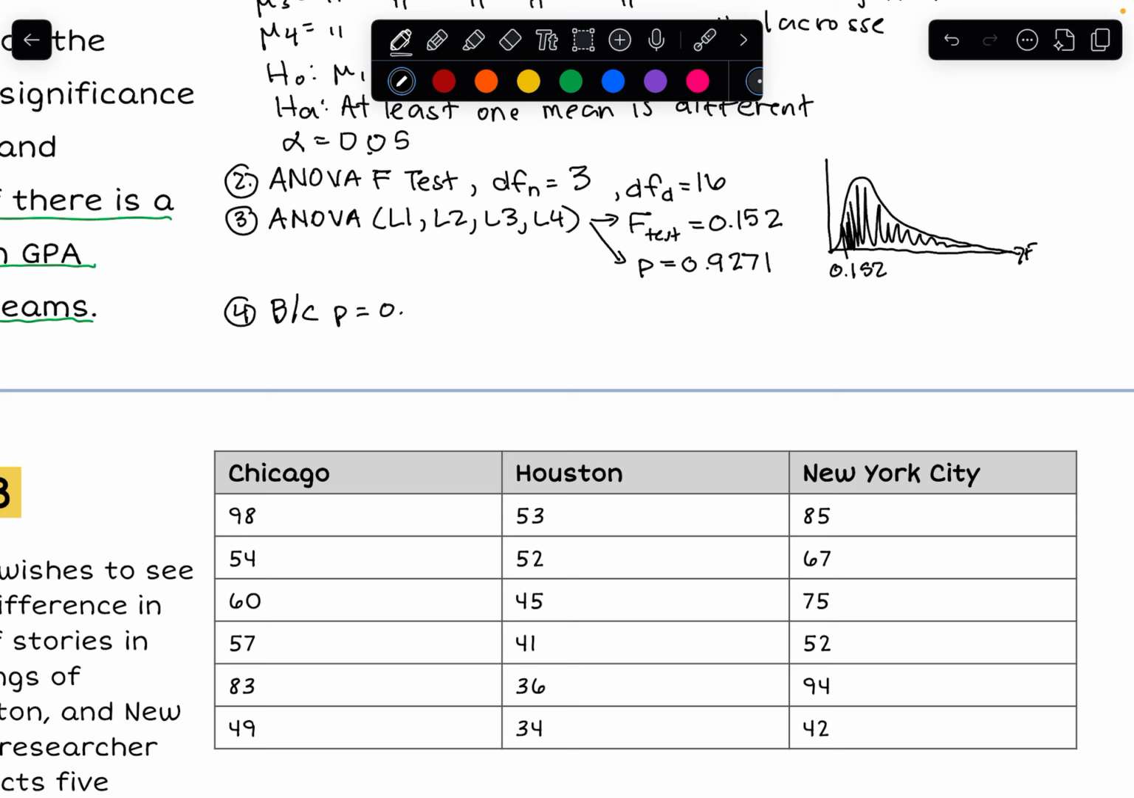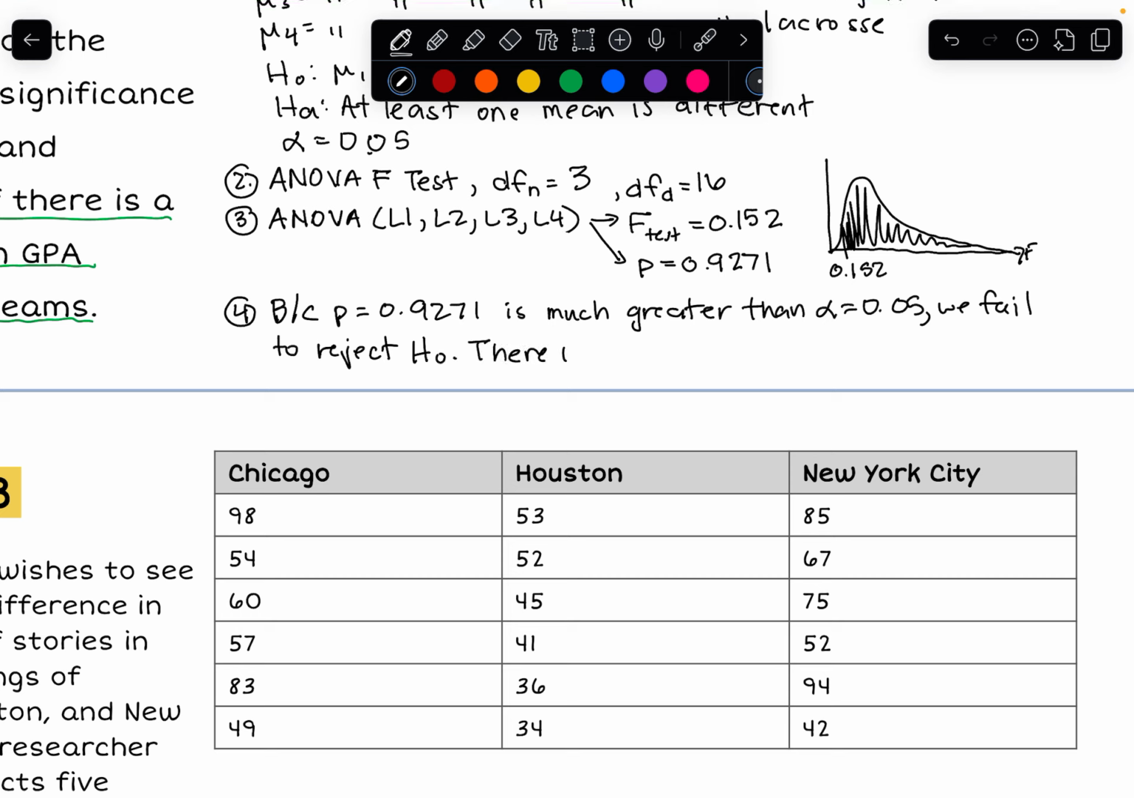So because p equals 0.9271 is much greater than alpha equals 0.05, we fail to reject the null. Which means there is not evidence in support of a difference.